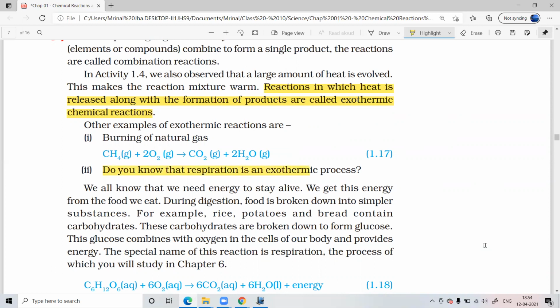Also remember, make note of this point, respiration. When we breathe in, that respiration, whatever happens within our body, that part is also an exothermic reaction. That also releases some amount of heat. Respiration is also exothermic. So this could be a 1 mark question in some of your exams.